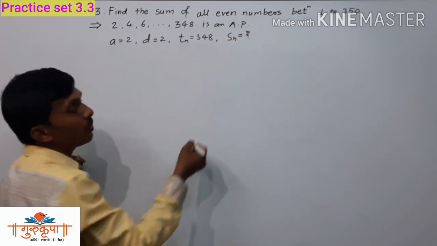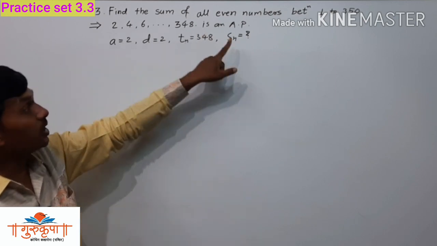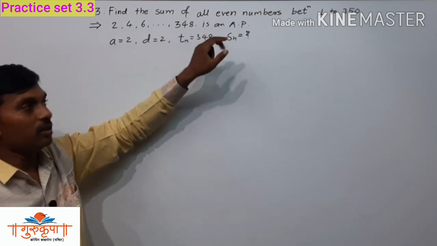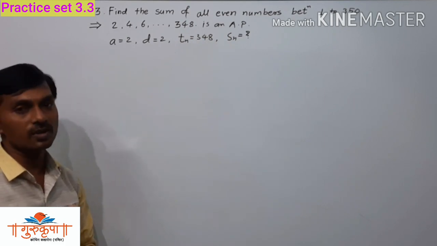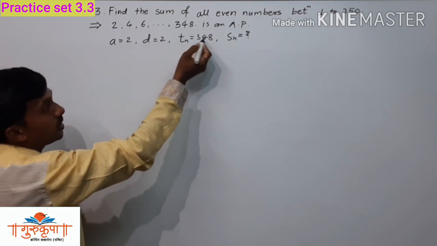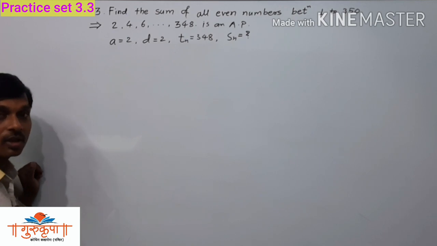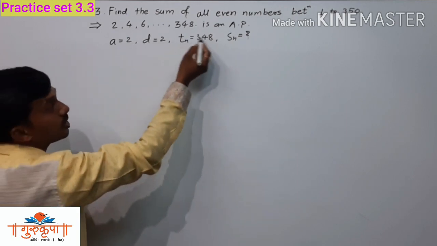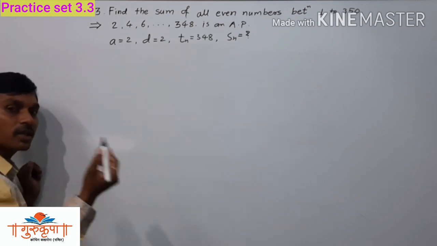So first of all, we have to find the value of n, and once we get the value of n, then we have to find the sum of that number of terms. First we will find the value of n, considering that it is the nth term. So we have to use the formula for the general term of an AP, since we know the general term, and we have to find the value of n first and then Sn.